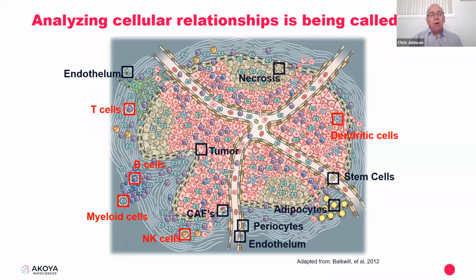So then we need to identify T cells, B cells, myeloid cells, dendritic cells. We need also to be able to look at how those particular individual cells are going to react with tumor cells, and also how they're going to react with each other.